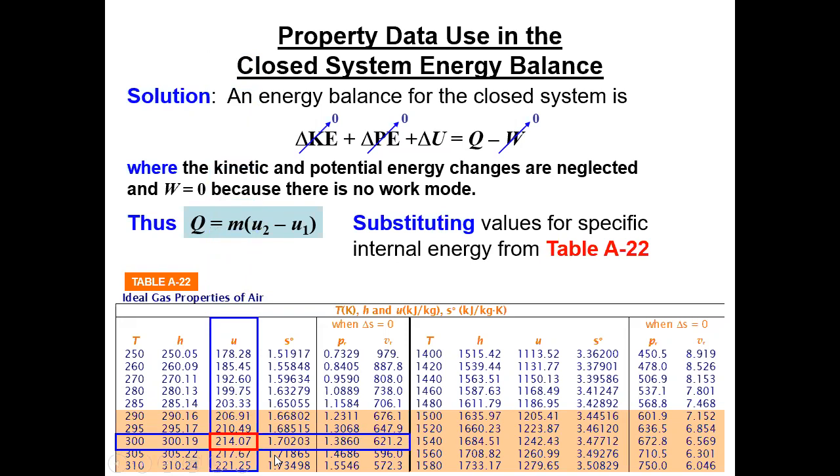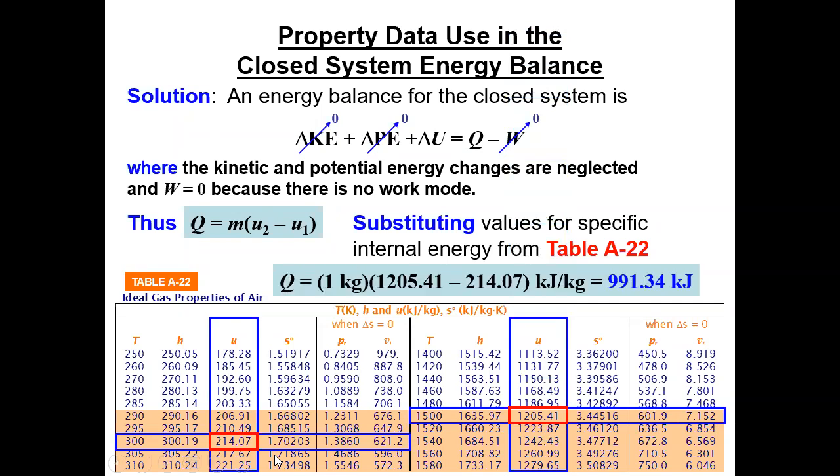It's the same column, but now we're in internal energy instead of enthalpy. So the enthalpy is the U plus the PV, the pressure times specific volume. The U is just internal energy by itself. So I guess that's at 300, so that's U1, 214.07. U2 goes up to 1205.41. 1 kilogram was the mass. But just put it in your calculator and you get 991.34 kilojoules is the heat transfer.